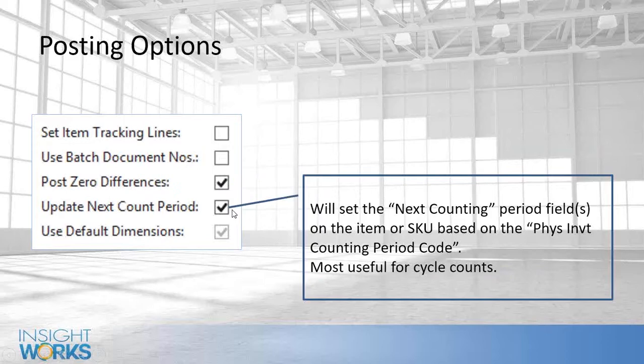Update next count period. This is more for cycle counting. If you're using cycle counting, you would typically turn this on, because then it sets a bunch of fields for cycle counting that you can use going forward for managing that cycle count.